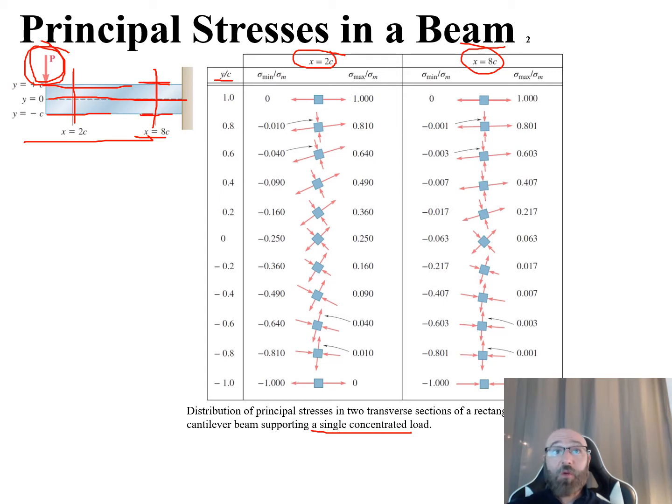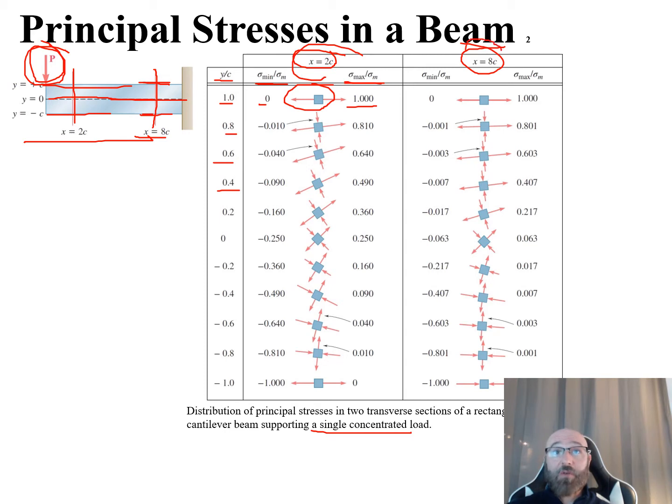So our ratio between our y and c, when this is 1, so those are equal to each other when y is equal to c, we have our sigma min over sigma m is equal to 0, and our sigma max over sigma m is equal to 1 there. And here's our orientation. So now we can go down through for these different values for our y over c and see our ratios between our sigma min and sigma m and our sigma max and sigma m. And this is again for x is equal to 2c.